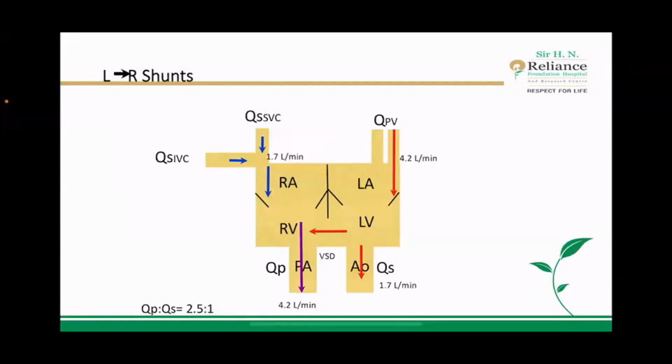So the QP/QS ratio here will be 4.2 divided by 1.7, which is 2.5:1, which is a significant amount. So 1.5 to 2 is moderate, and more than 2 is considered a significant shunt fraction.